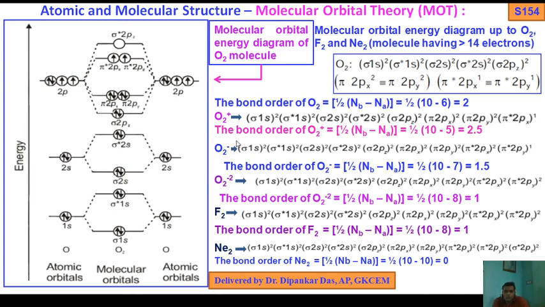Now the bond order will be O2 plus greater than O2, greater than O2 minus, greater than O2 2 minus. So that will be the same order for bond dissociation energy. And as you know, if bond order increases, bond length decreases. That's just inversely proportional. So that is the MO diagram of oxygen species and F2 and Ne2.